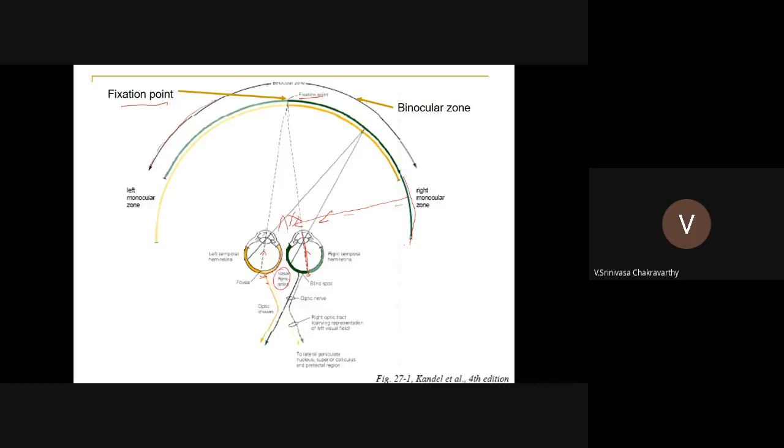I can't see very clearly here. There's something missing. Okay, no, let us see. These lines are more clear. So let us take the right eye. If you look at the temporal hemiretina, that is the right half of the right eye.